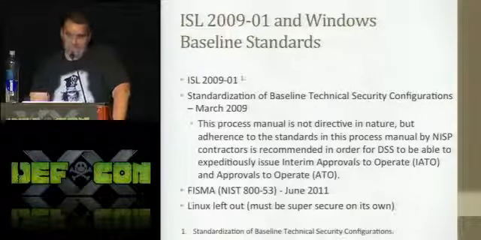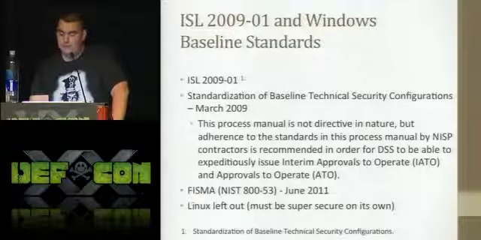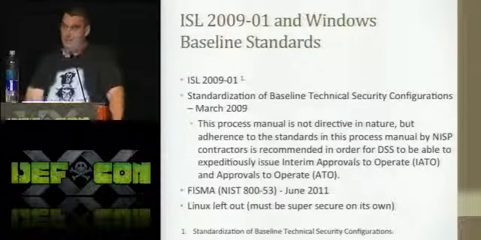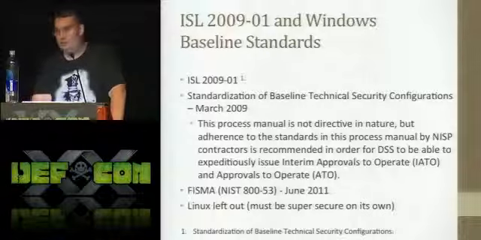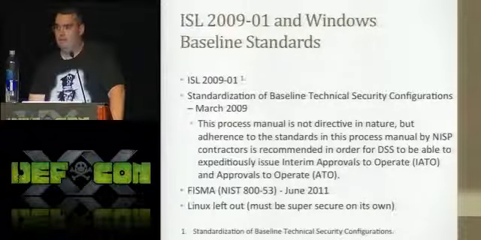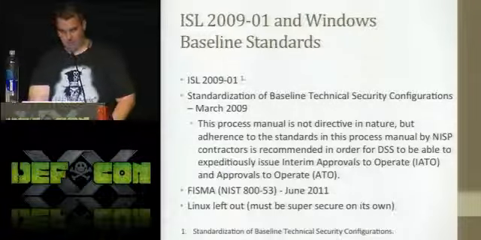Here's the thing, though. A lot of companies have fought this because the NISPOM is the only document they have to follow. And the baseline standards clearly say in the front of the book that this process manual is not directive in nature. It just says that if you want to get approved in a timely manner, you have to follow the document. Well, what if I'm a company and I don't want to get approved in a timely manner? What if I just don't care? Well, then you don't really have to follow the document.